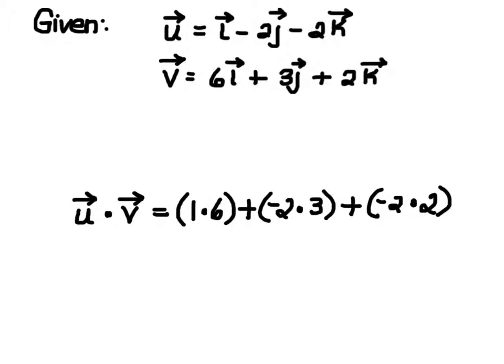So this is equal to 1 times 6 is 6, plus -2 times 3 is -6, plus -2 times 2 is -4, and of course the 6 and the -6, they're additive inverses, they cancel out, so the dot product is -4.